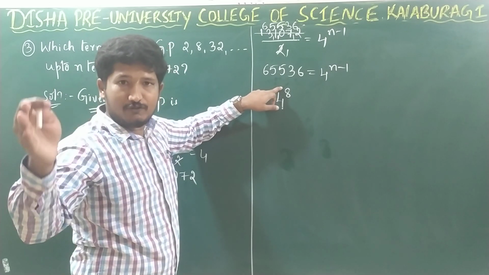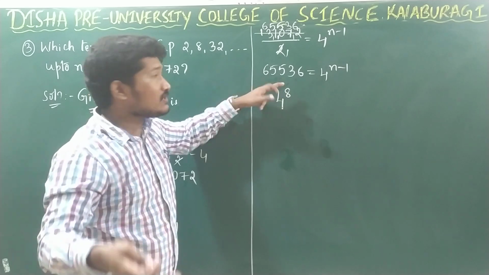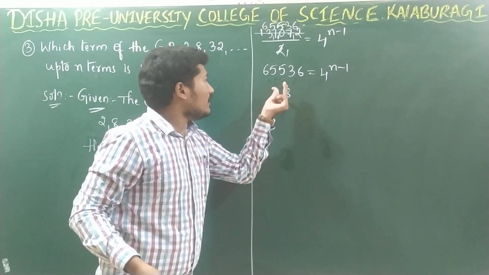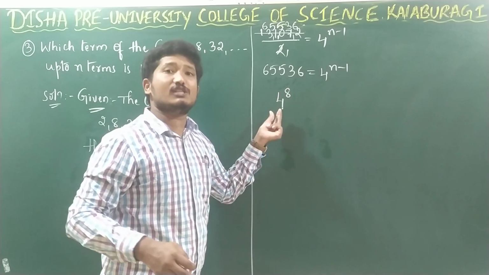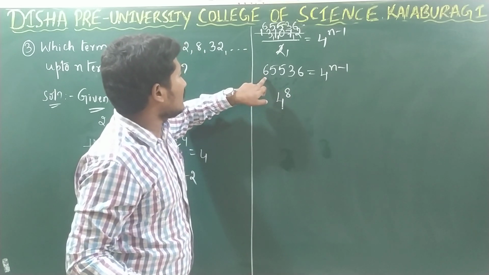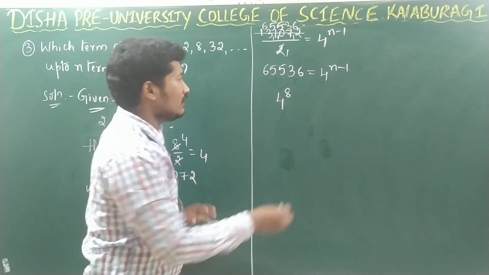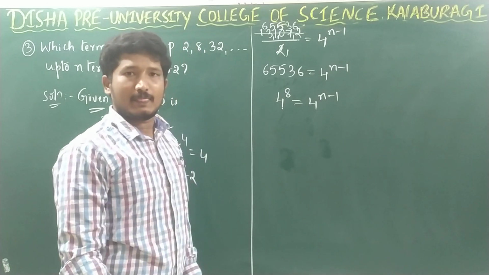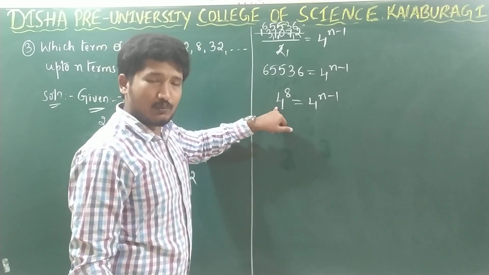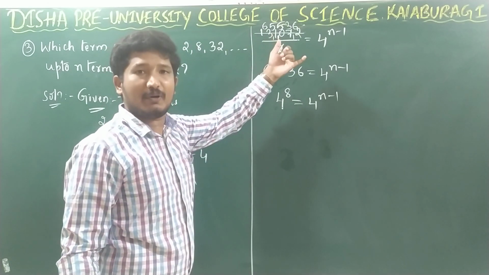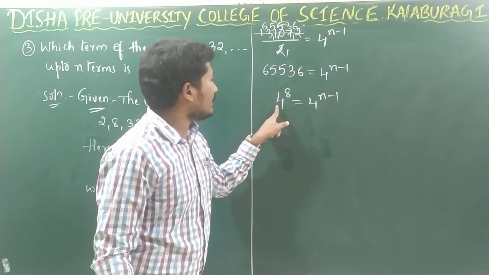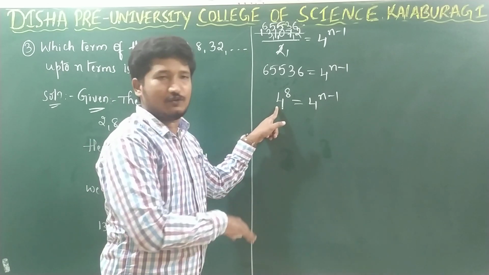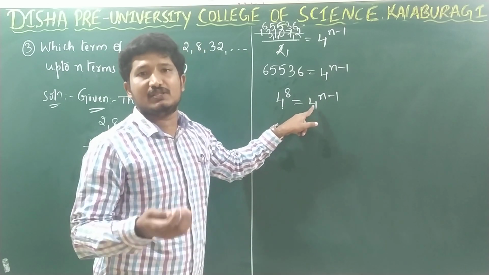You can multiply 4 how many times? 8 times, and see the answer will be this. Right? So if I multiply 4 8 times, that is written as 4 power 8, I will get 65536. Right? So this is equal to 4 power n minus 1. So why did I write it in terms of 4 powers? It will be easy for me to compare. On the LHS also we have the base 4. On the RHS also we have the base 4.